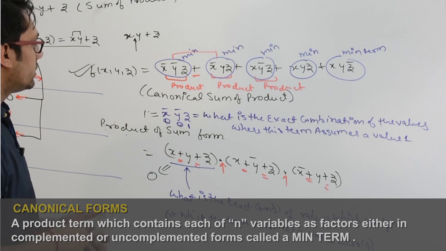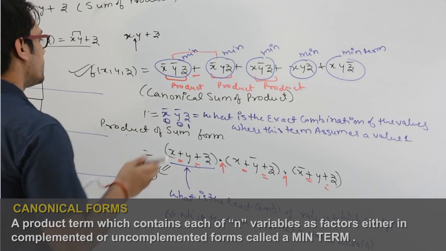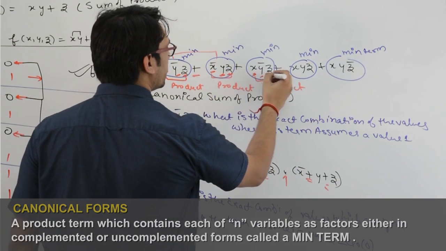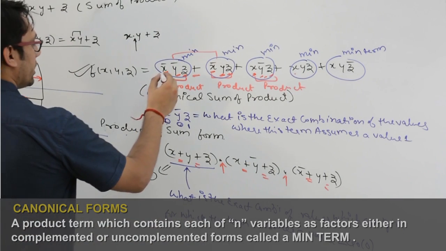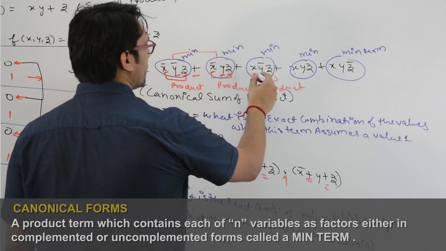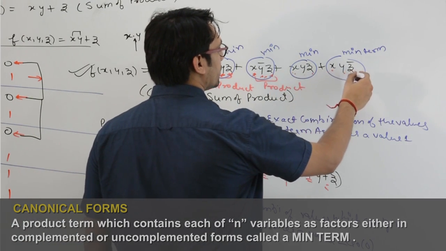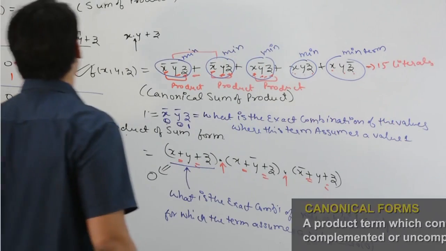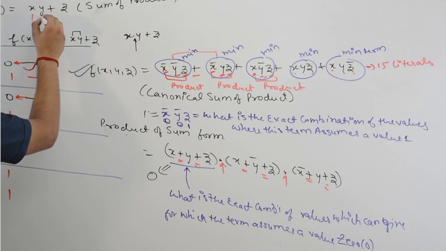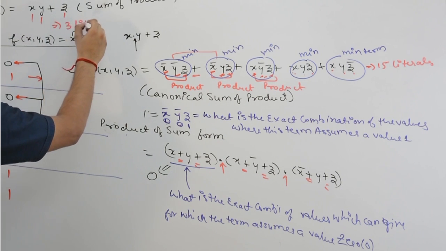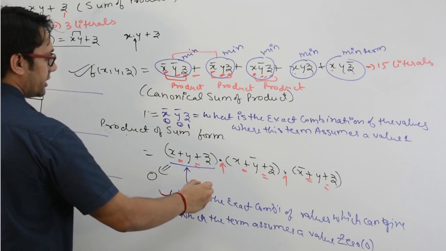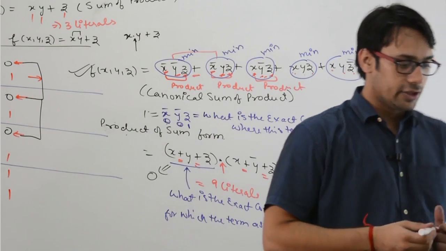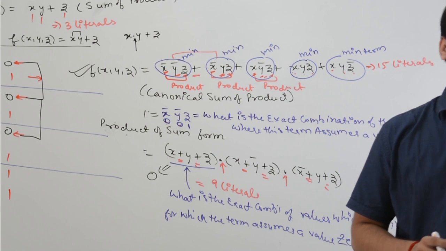And what are literals here? The occurrence of every variable is a literal. So this is one literal, this is one literal, and so on. How many literals are there? 1, 2, 3, up to 15. So there are 15 literals here. In this function, how many literals are there? 1, 2, and 3. So there are 3 literals here. In this expression, there are 9 literals here, right?